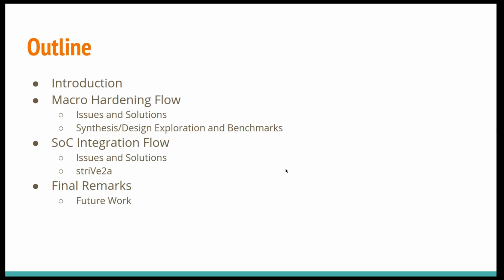I will also talk about the process of synthesis or design exploration and where to find benchmarks in the case of micro-hardening. And I will also showcase Striv 2A, a fully automated member of the Striv family of chips. And finally, I will conclude with final remarks and some of the future and ongoing work in the project.